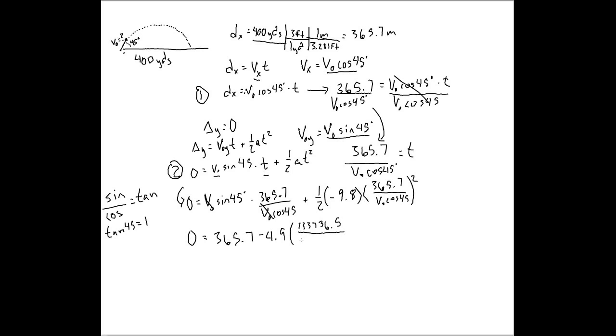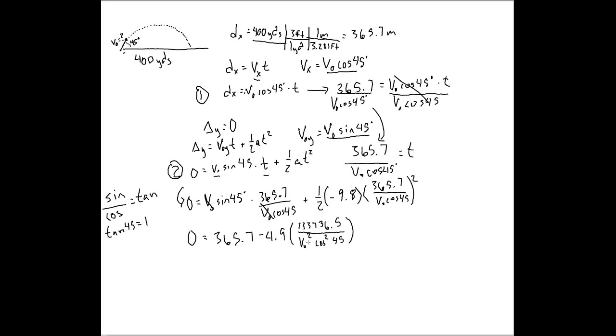This gets squared, so v naught squared. And then cosine also gets squared. So it's cosine squared of 45, not cosine of 45 squared. It's just cosine of 45 times cosine of 45. Oh, excuse me, let me close those parentheses there. So now, we go about it just the same way.